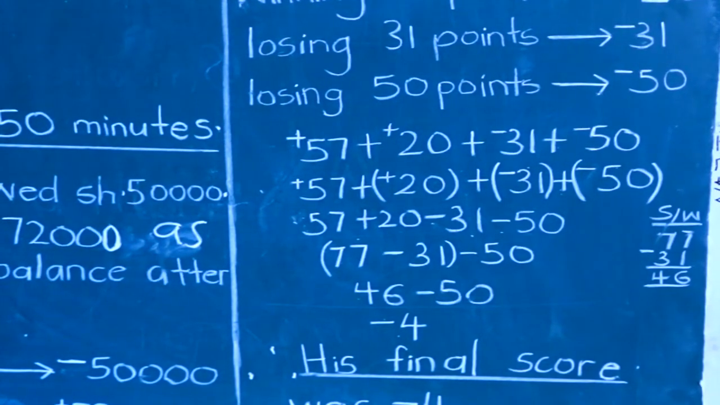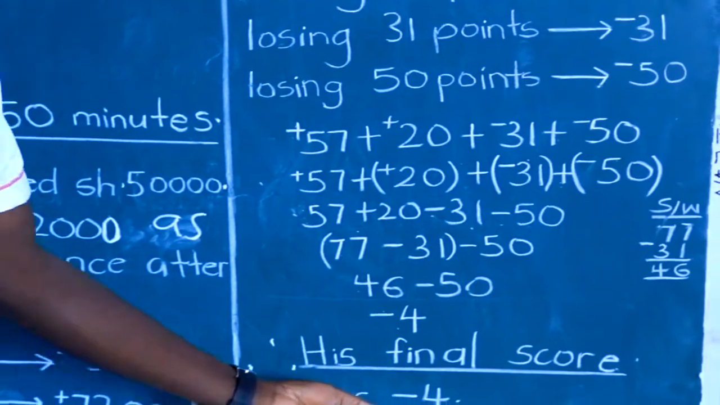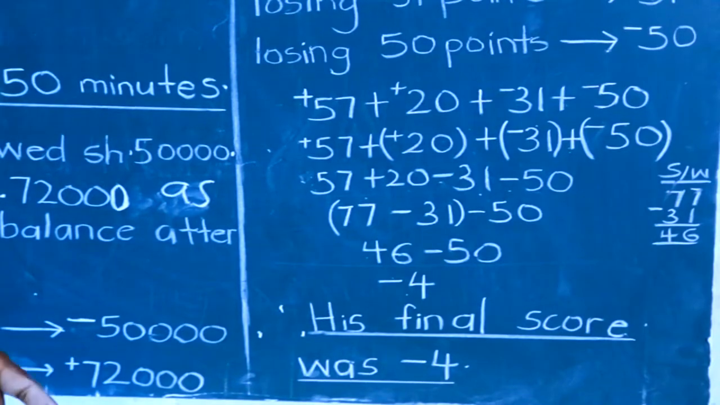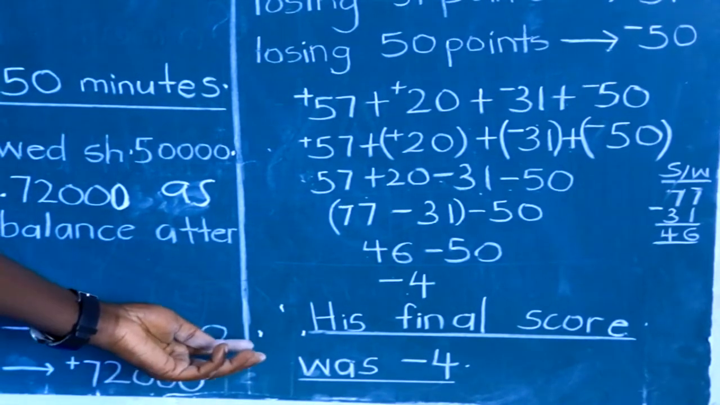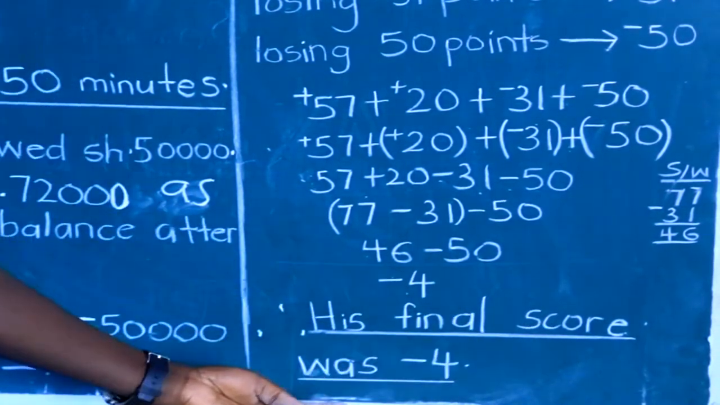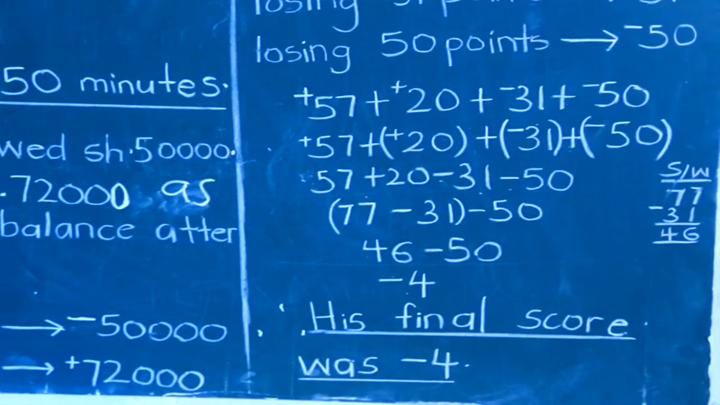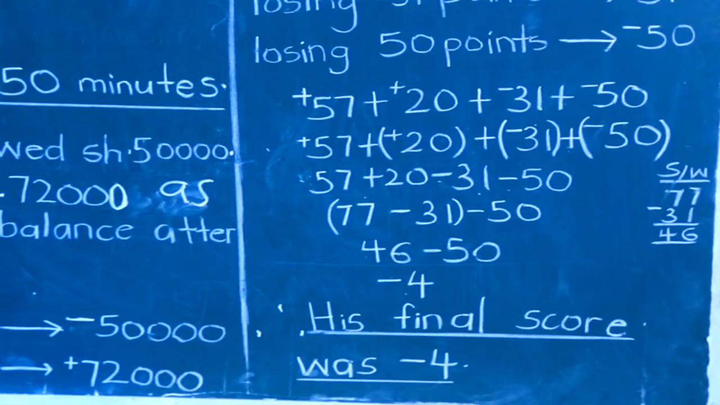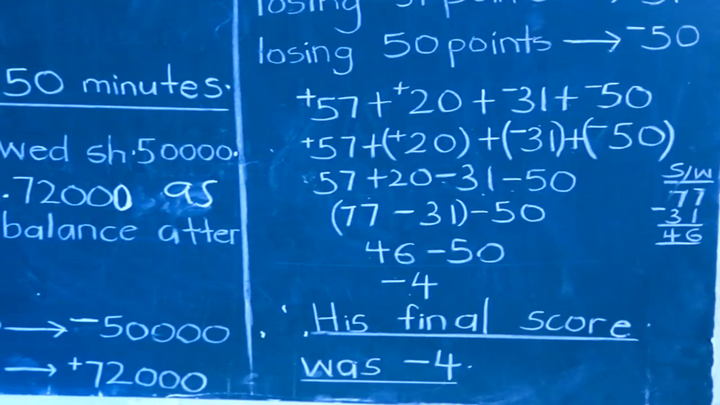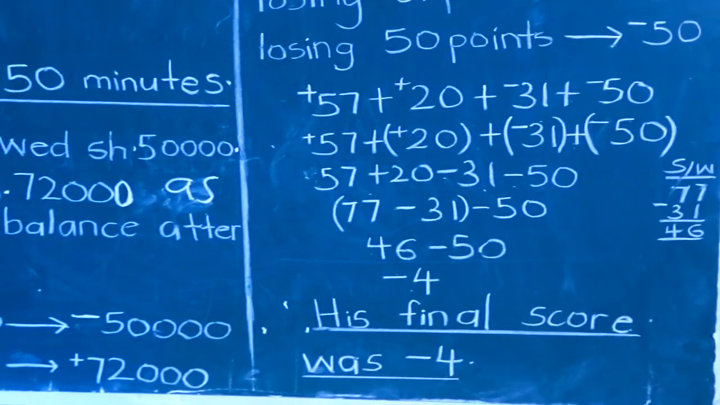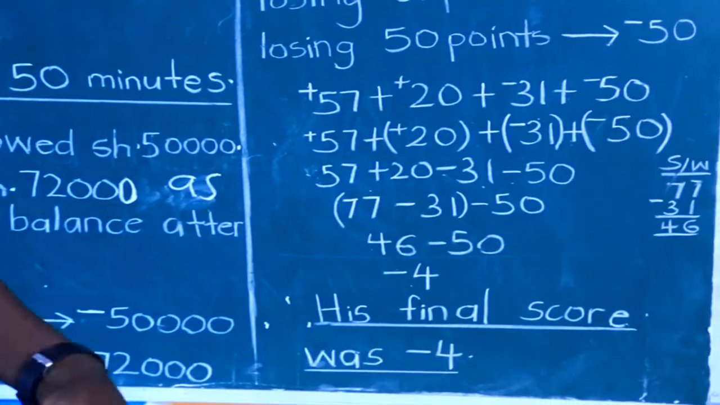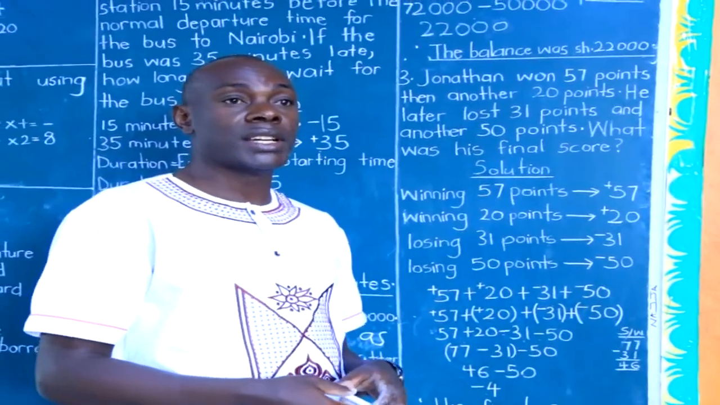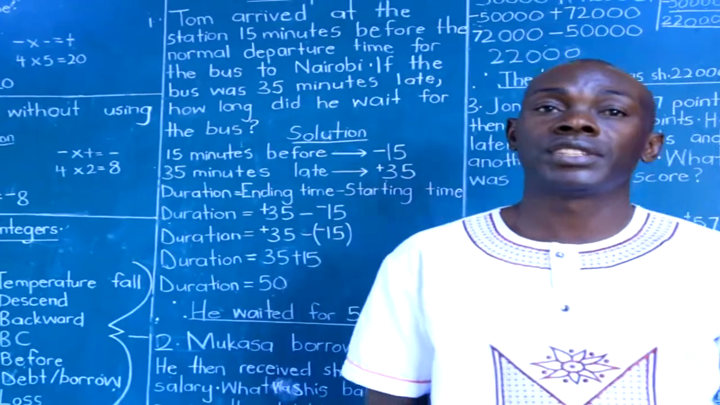And say, therefore, his final score was negative 4, as the question reads, what was his final score? This Jonathan's final score was a negative 4, meaning he got a negative kind of outcome because the loss was actually outweighing the gain. So he finally scored negative 4. In that way, you have applied what is called integers, both positive and negative integers.